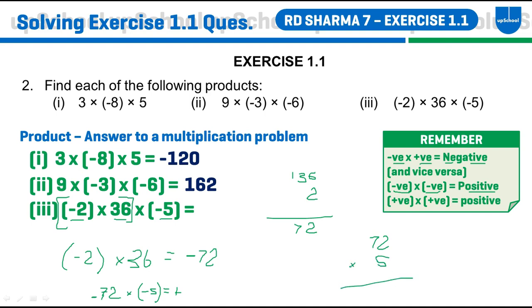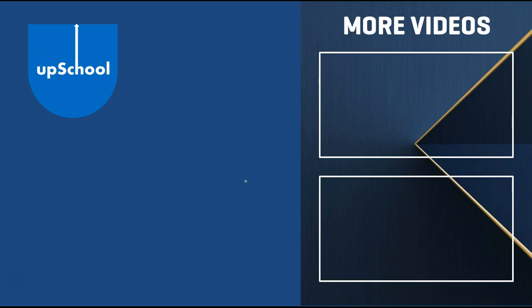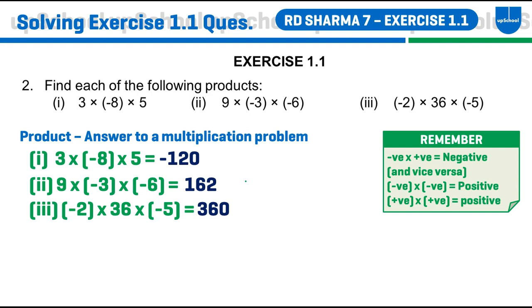So 5 times 2 is 10. Carry the 1. 5 times 7 is 35, plus 1 is 36. So our answer is 360. It's actually positive 360. So yes, our answer is 360. Hope you understood. So just note down all the solutions, and that's about it, guys. We just solved the first 2 questions of RD Sharma Class 7 Math Chapter 1 Integers Exercise 1.1.